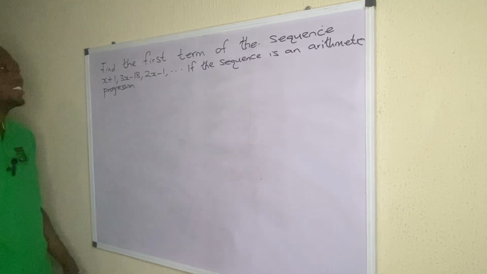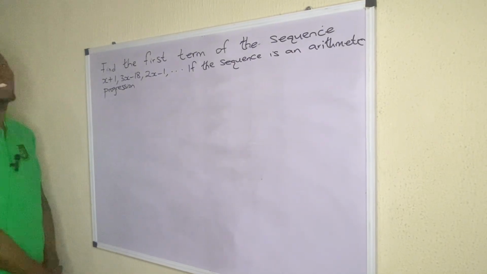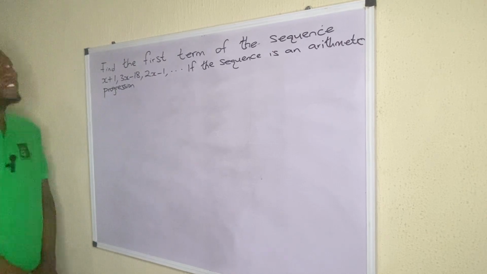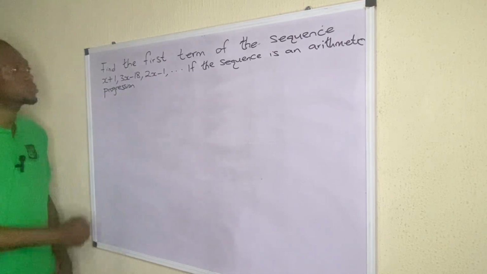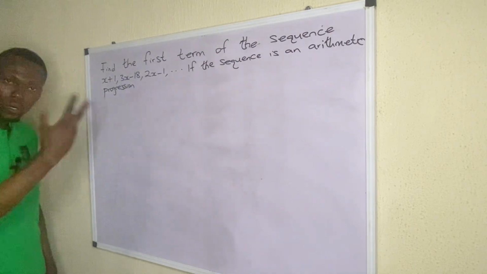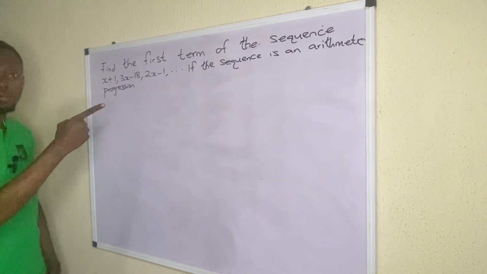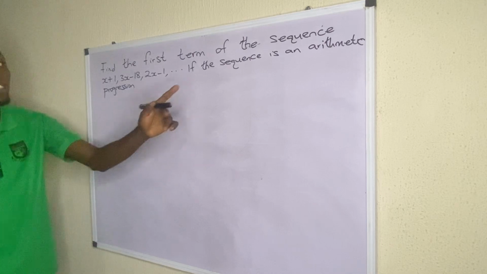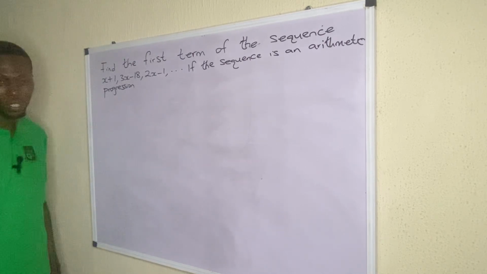Hi everyone, we have a question on sequence here. It says the first term of the sequence x plus 1, 3x minus 18, 2x minus 1, and so on and so forth. We are told to calculate the first term if this sequence is an arithmetic progression.